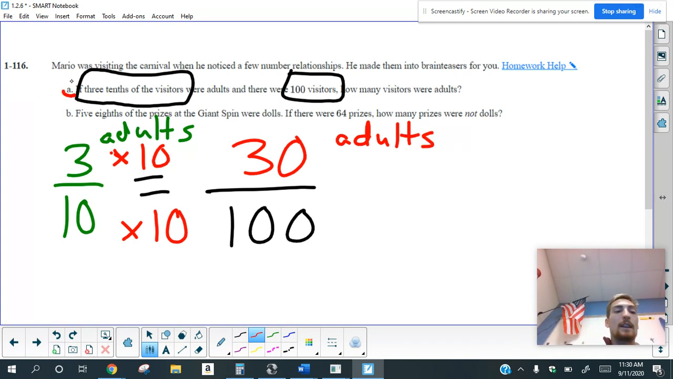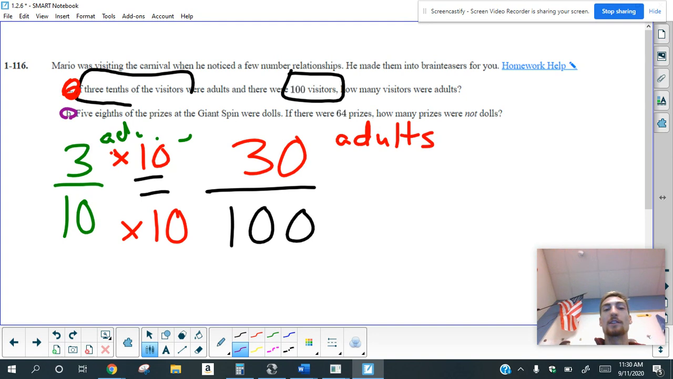All right, that is part A. And now we're looking at part B. 5/8 of the prizes at the Giant Spin were dolls. If there were 64 prizes, how many prizes were not dolls? There's our key word, not dolls.